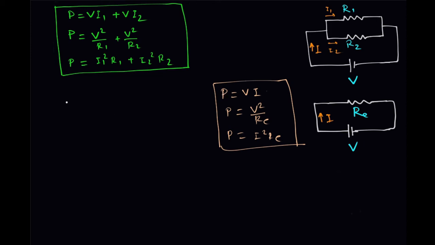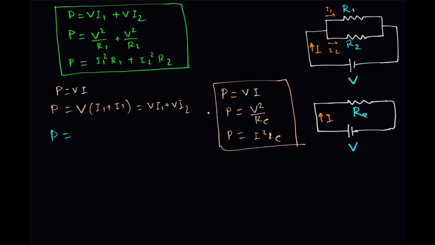Suppose I start with P is equal to V I, and I arrive at this. P is equal to V I. I is what? That is I1 plus I2. The sum of these two currents will be I. So V times I1 plus I2. So you get V I1 plus V I2. So it is very straightforward. Now let us prove this one. This is equivalent to this one. So we'll start from this and we'll arrive at this.